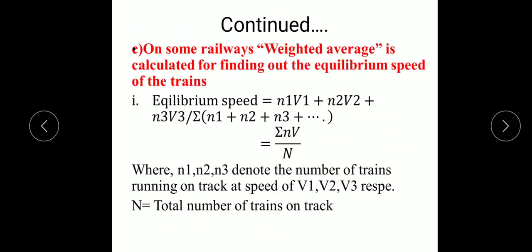The third case is that on some railways, weighted average is calculated for finding out the equilibrium speed of the trains. This equilibrium speed can be obtained by using the formula N1V1 plus N2V2 plus N3V3 divided by N1 plus N2 plus N3. This can be simplified as summation of small n into capital V divided by capital N. The notations used are N1, N2 and N3 denote the number of trains running on track at speeds of V1, V2, V3 respectively, whereas capital N represents the total number of trains on the track.